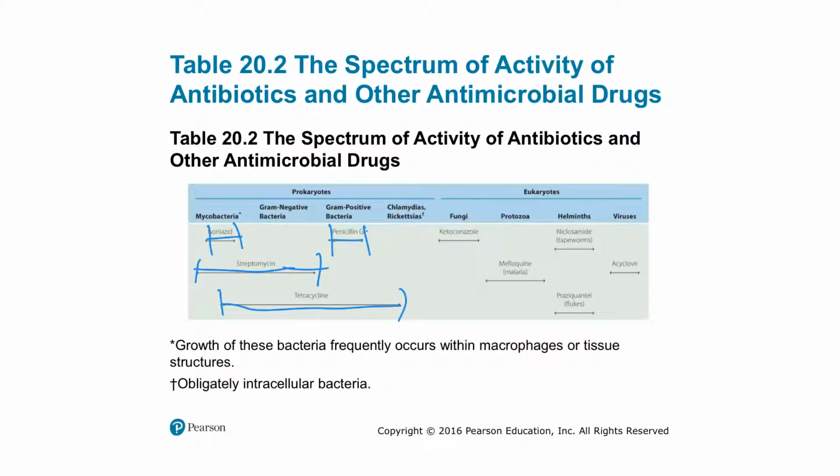For some of our other eukaryotic targets, we have some different things going on here. Acyclovir is one of our only very useful antiviral medications. For fungi, we have some different ones, and depending on where the fungus is growing, it's going to be treated in different ways.